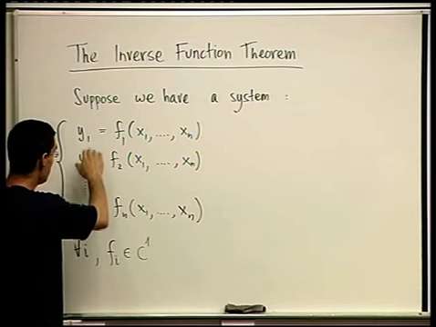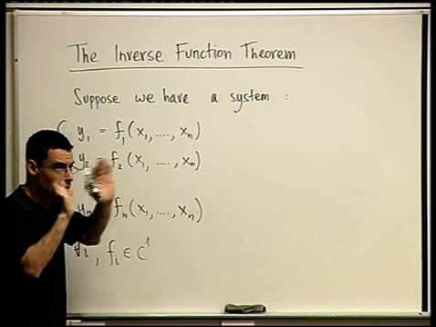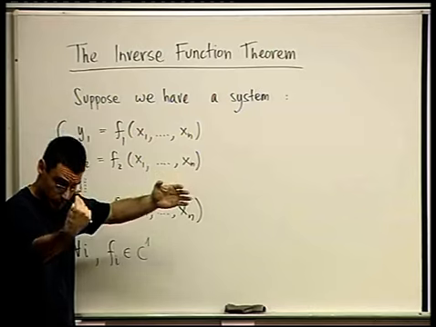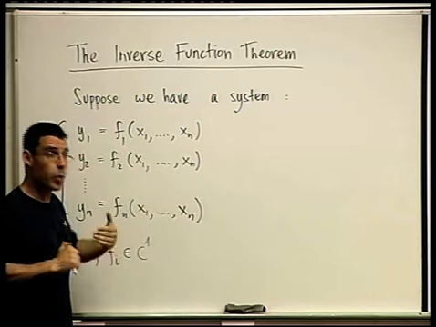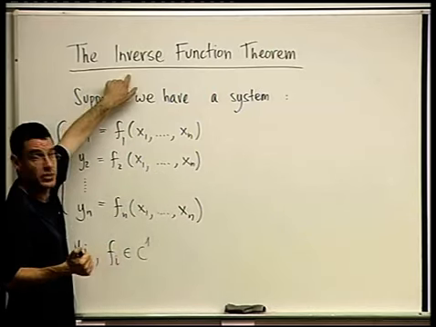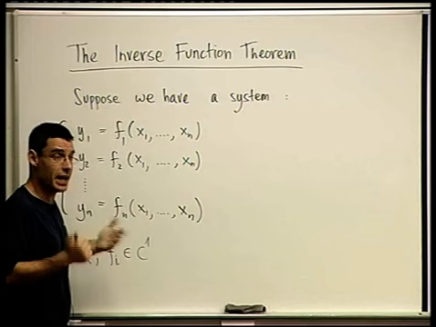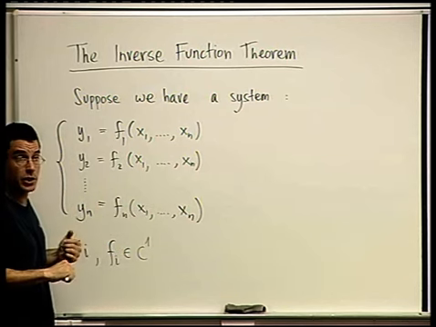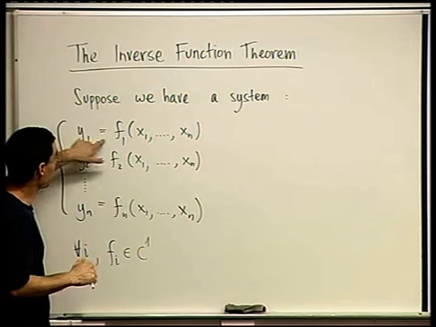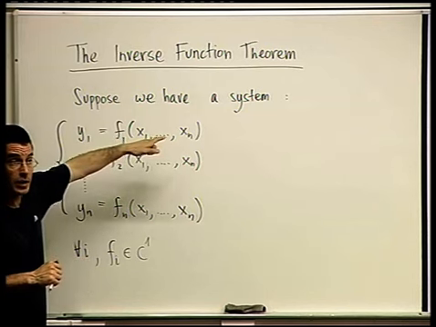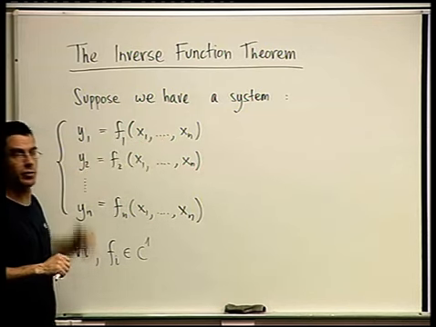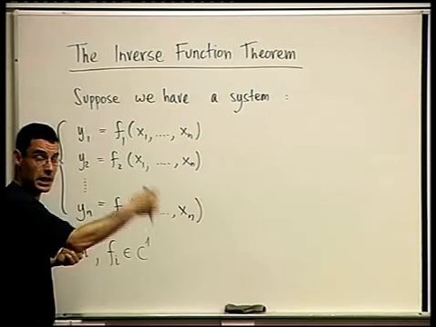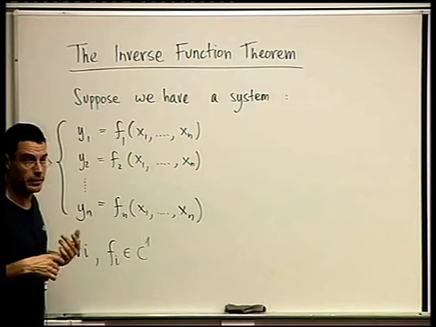Okay? So suppose we only have n equals 1. So we only have y equals f of x. The question I want to ask, hinted by the title of this clip, is when can I write x as a function of y? When can I have an inverse function? So for example, if y equals e to the x, then I know that x equals ln of y. Do you agree? If y equals x squared, then x equals the root of y, right?